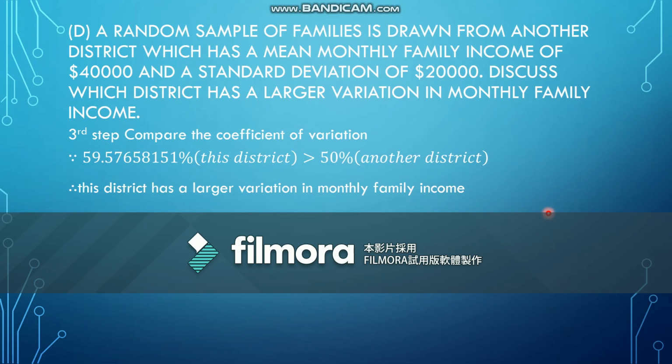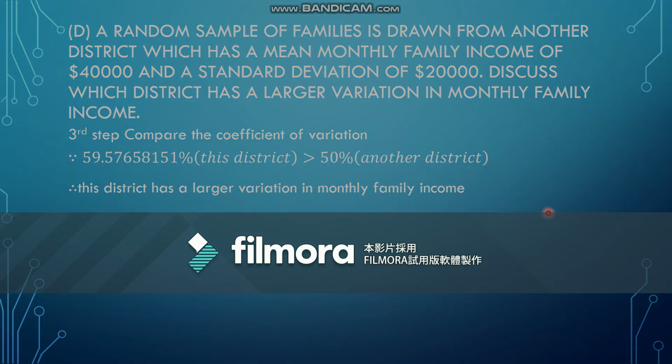After that, we can compare the coefficients of variation. Since the coefficient of variation of this district is 59.5 something percent, and the coefficient of variation of the other district is 50%. Therefore, this district has a larger variation in monthly family income.